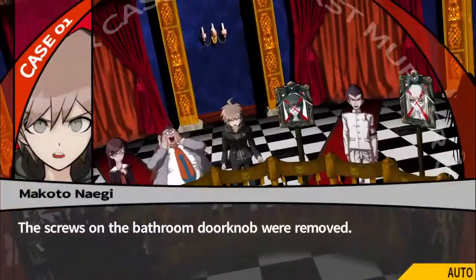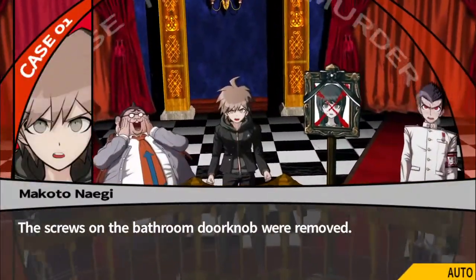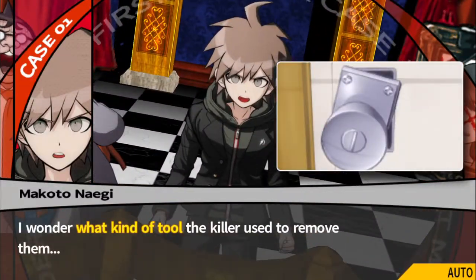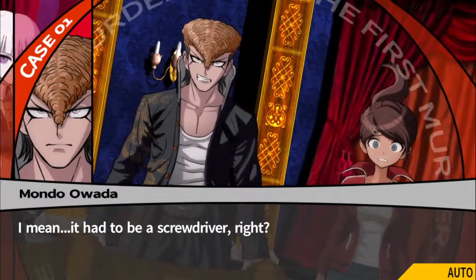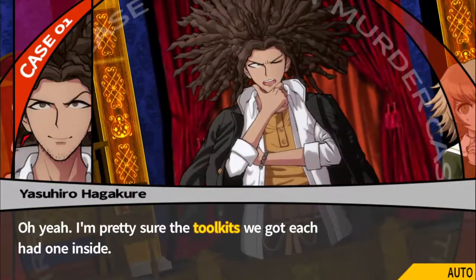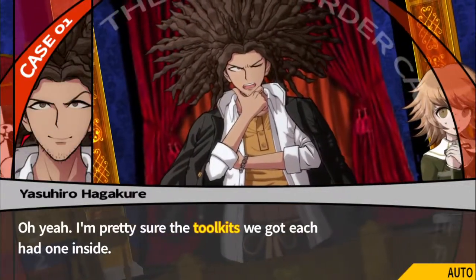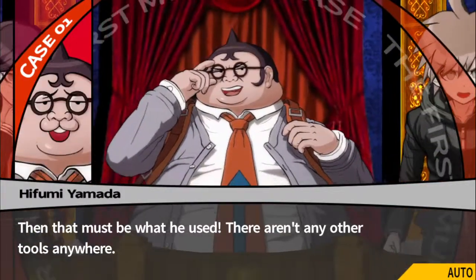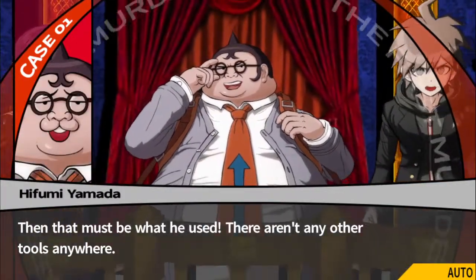This should prove it. The screws on the bathroom doorknob were removed. I wonder what kind of tool the killer used to remove that. I mean, it had to be a screwdriver, right? Oh yeah, I'm pretty sure the toolkits we got each had one inside. That must be what he used. There aren't any other tools anywhere.